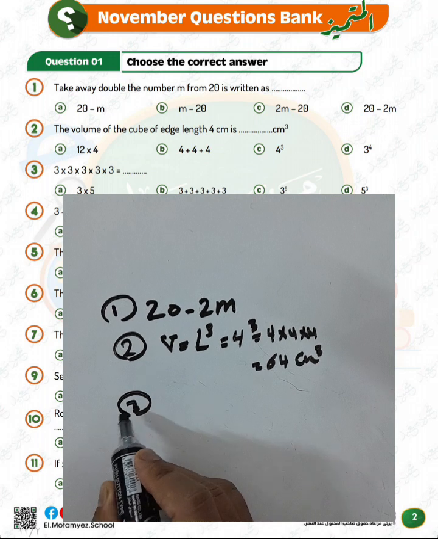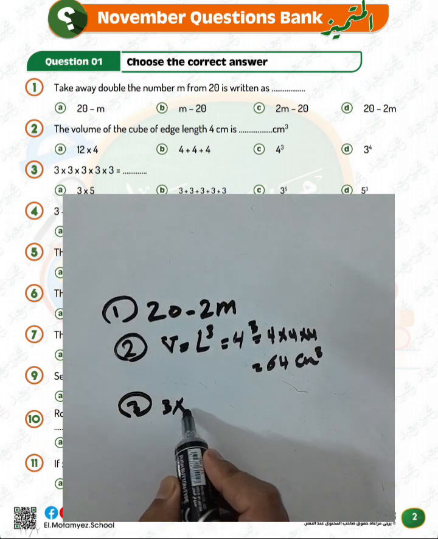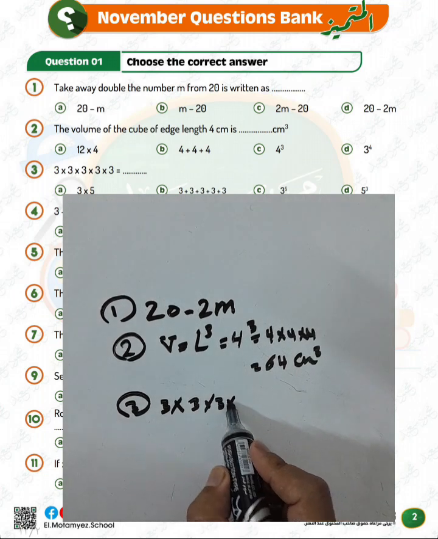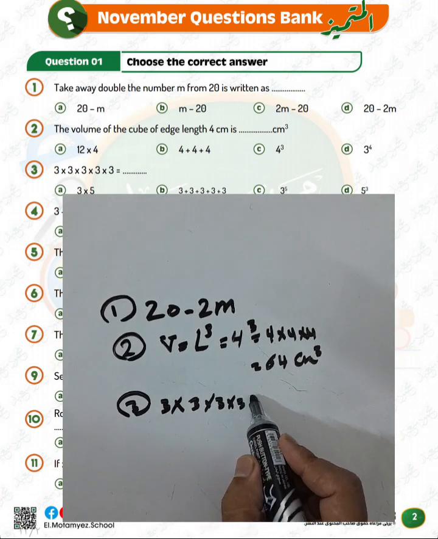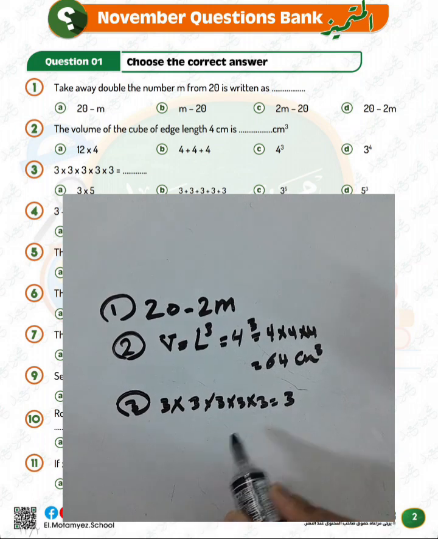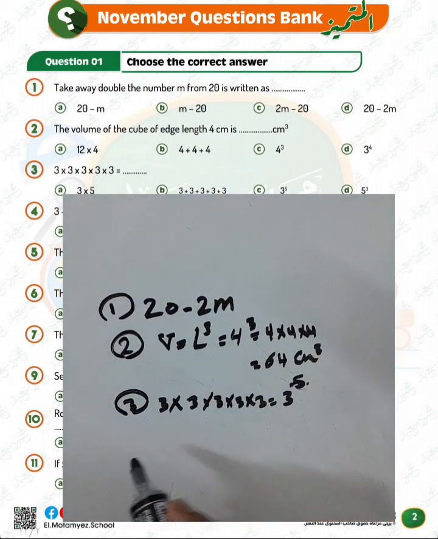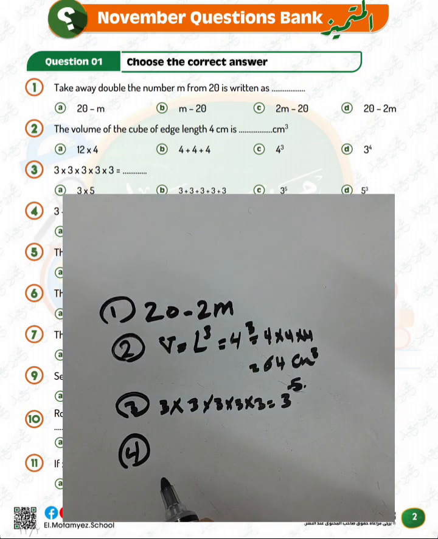Question number 3. 3 by 3 by 3 by 3 by 3. It means 3 by power what? 1, 2, 3, 4, 5. 3 power 5. Question number 4.